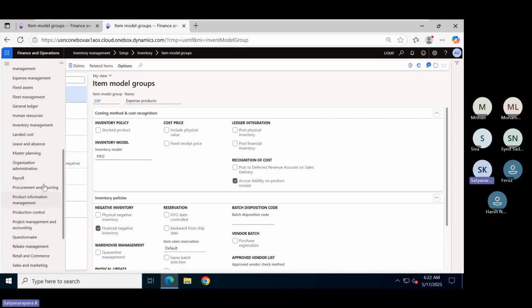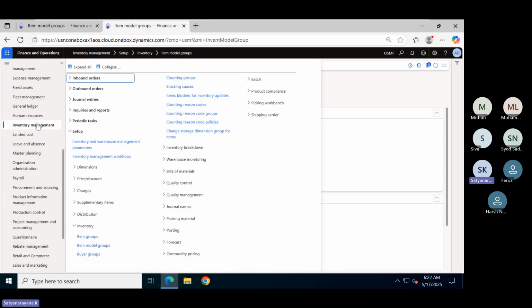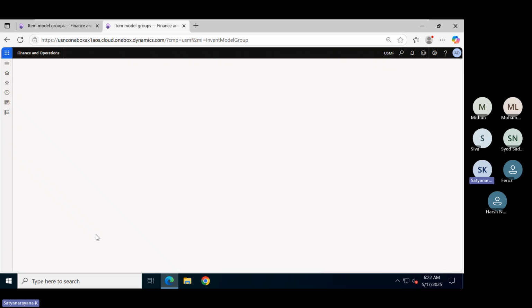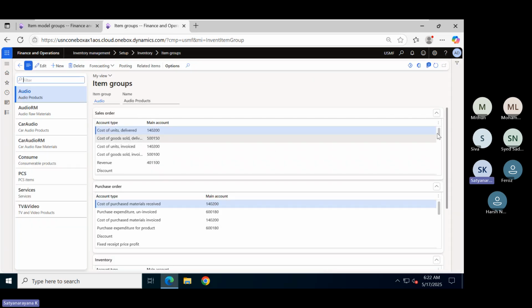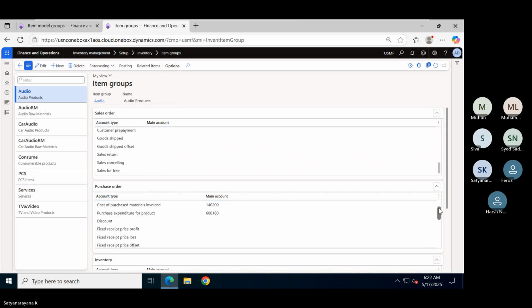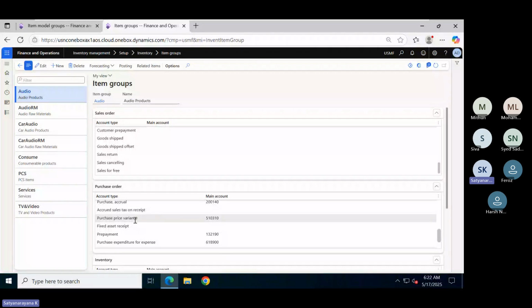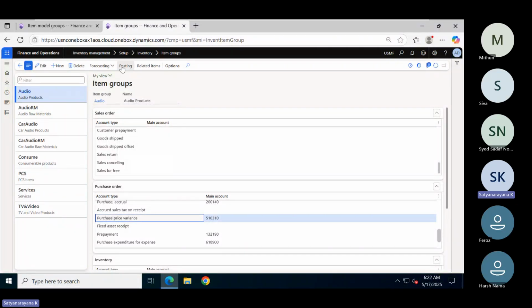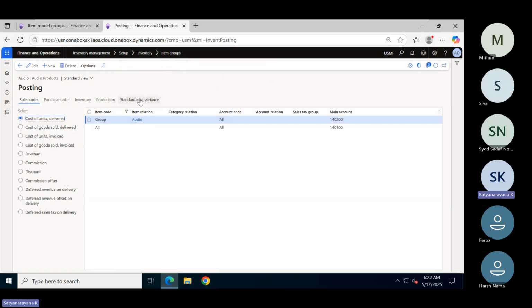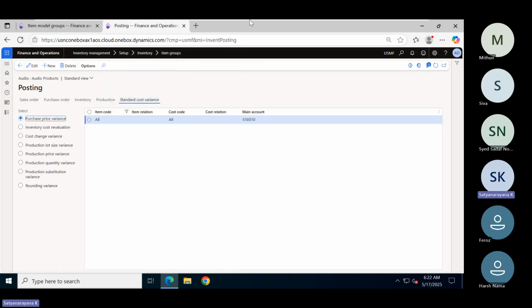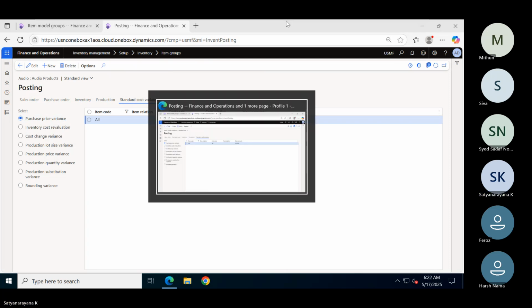Why it is different: if you go to item groups, in this there is purchase price variance. It is coming from standard cost. Now if you click on the posting button, you will find standard cost. This is completely different behavior.